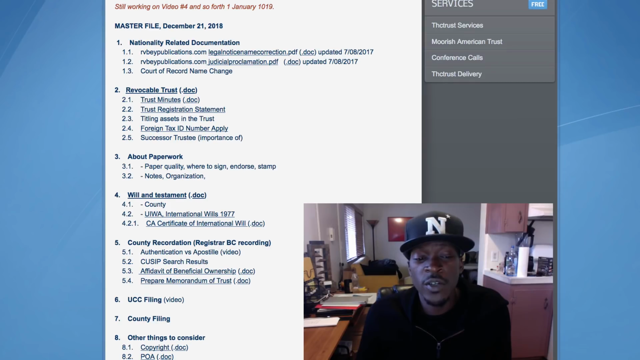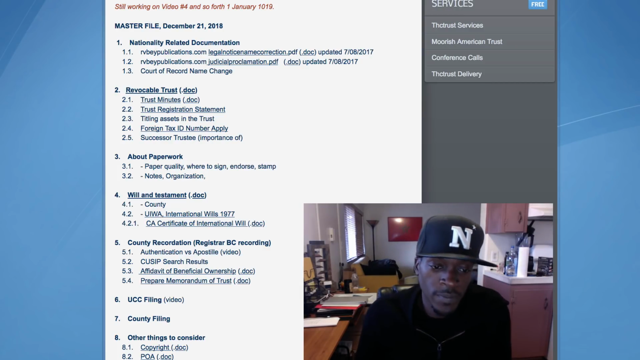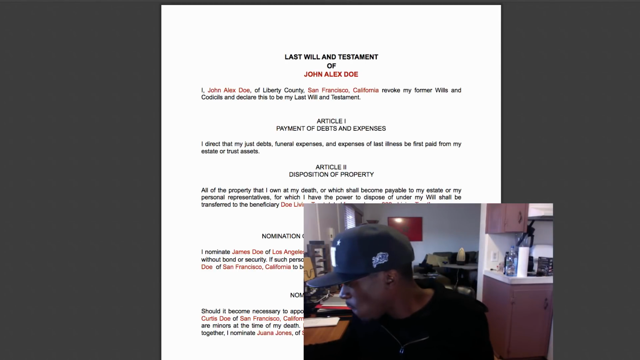is connected to the will and testament, because this will and testament transfers any assets that remain outside of the trust at death. It transfers them into the trust. And that's kind of the completion of keeping the estate out of probate. So take a quick look at that.